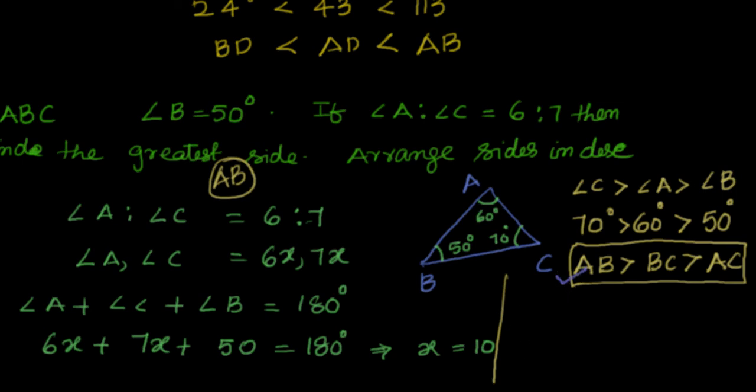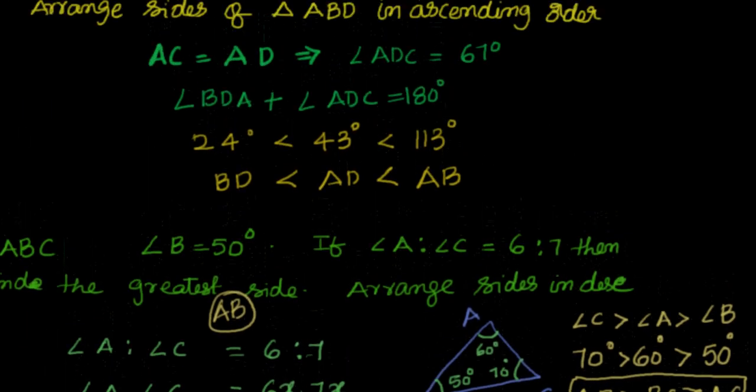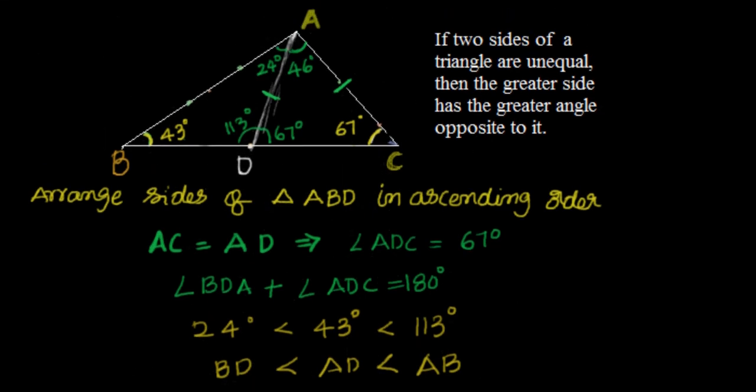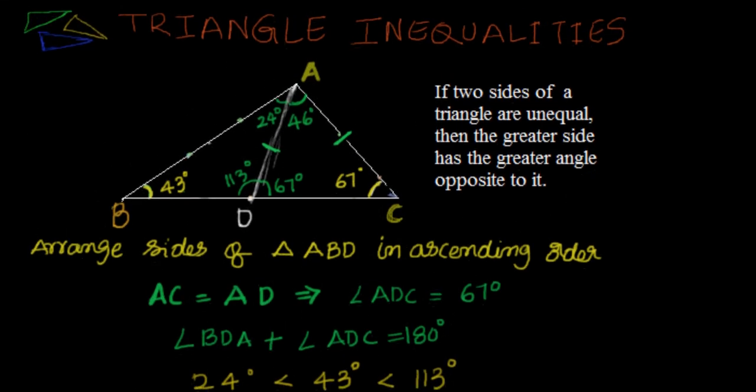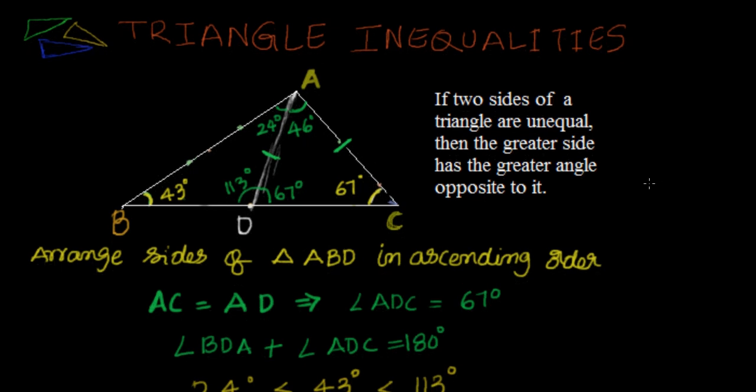Okay. So in the next video, we will see another important property of triangle inequality. What we have learned so far is that if the sides are not equal, automatically the angles are not equal, then the side which is of greater length will have greater angle opposite to it, or if the angle is greater, then the side opposite to it will have the greater length or greater measure. So this is what we have learned.